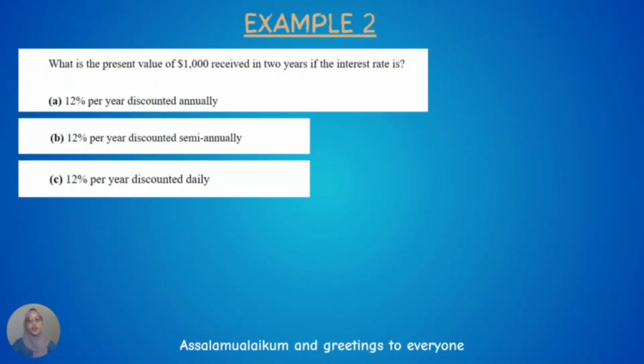Assalamualaikum and greetings to everyone. I'm Norashikin binti Abu Bakar. So to continue with my part, I will explain about the present value intra-year discounting.